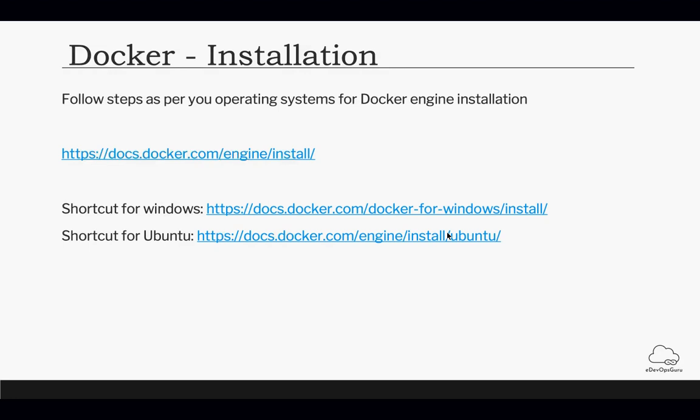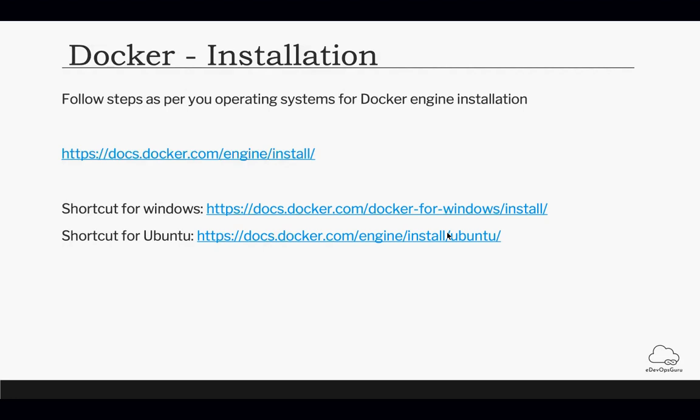Installation is very simple. If you are on Ubuntu, you can just run apt-get install docker.io and it will install it. These are the links where you can look up how to install the Docker engine. Docker engine installation is very straightforward. It's a single line command on most Linux as well as Windows platforms. We will come to the basic commands a little later.